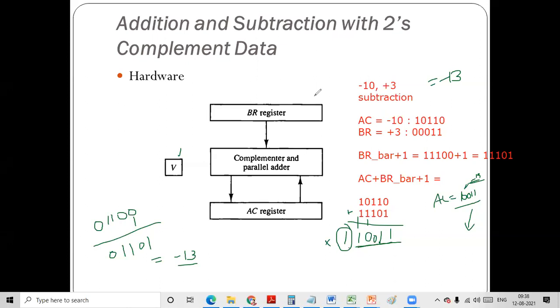Is there any doubt in the addition and subtraction algorithms for both types of data? No doubts. If so, then we move to the next topic, multiplication algorithms.